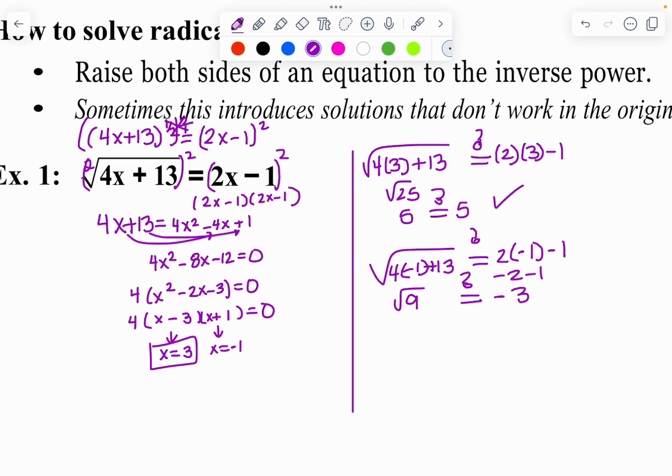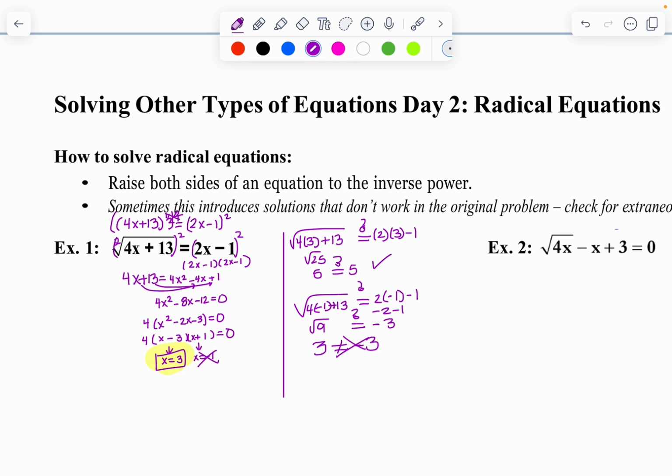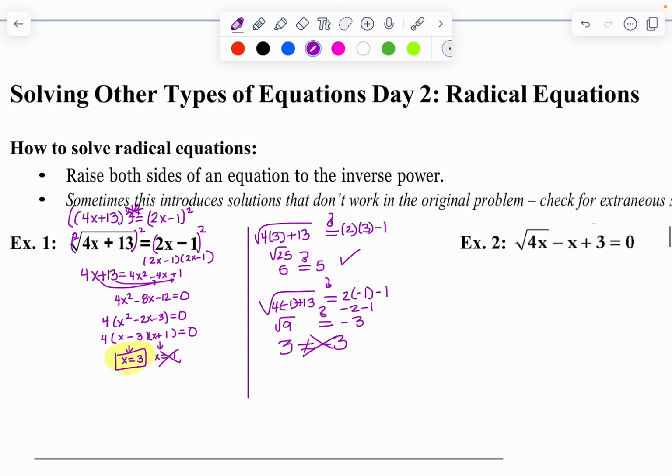Now we're just taking the square root of 9. And the square root of 9, it's called the principal root, which is going to be 3. We're not solving this, so 3 does not equal negative 3. We're not doing plus or minus. So this one does not work out. So the only solution for this is going to be 3. So negative 1 is not going to be a solution.